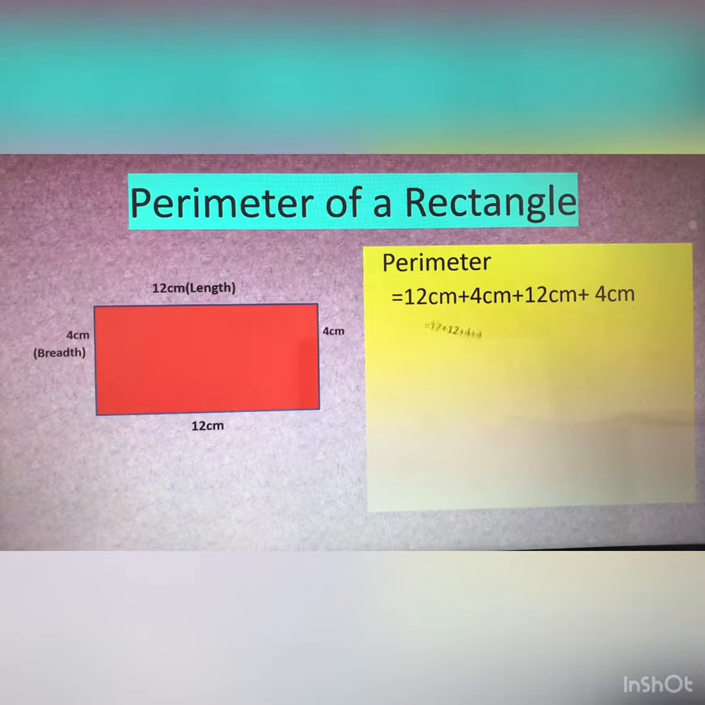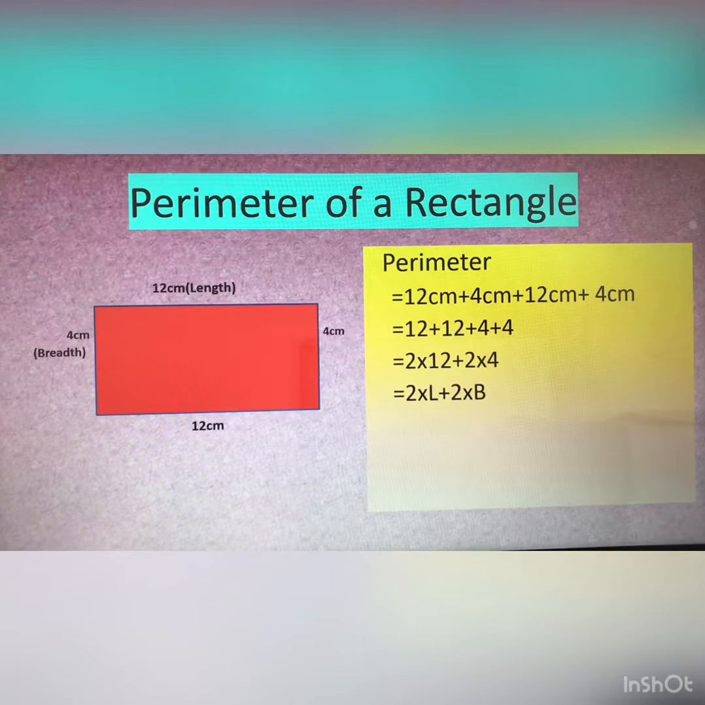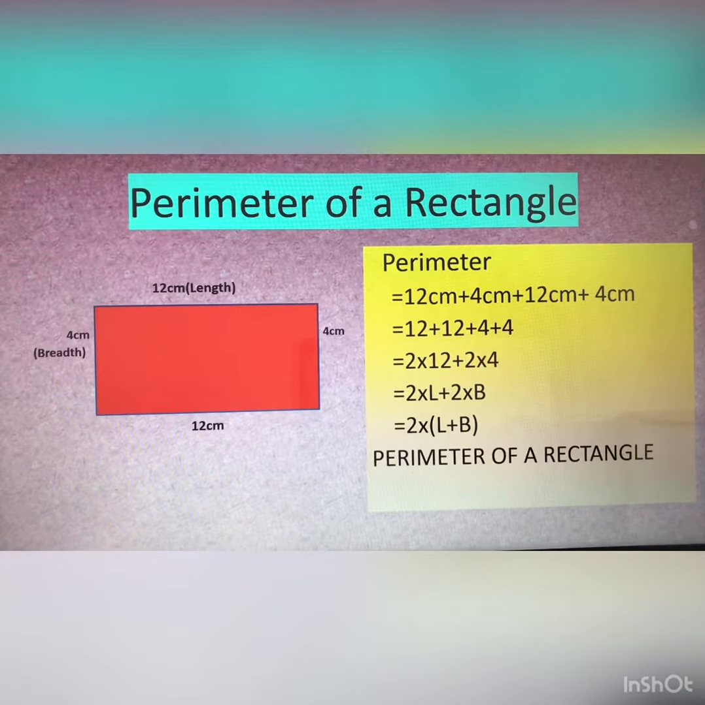So this gives you 12 plus 12 plus 4 plus 4 centimeter, which is 2 into 12 plus 2 into 4, that is 2 into L plus 2 into breadth, which is 2 into (L plus B), length plus breadth. So this is the perimeter of a rectangle. If you find the total length, then it is 2 into (L plus B). This is the perimeter of a rectangle.